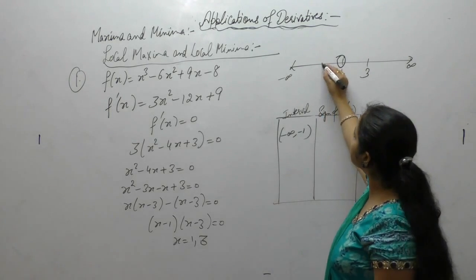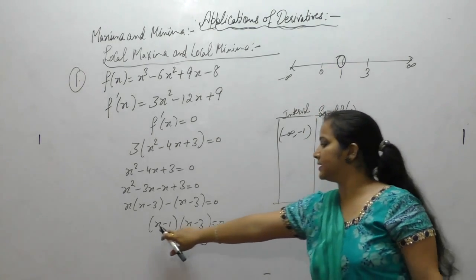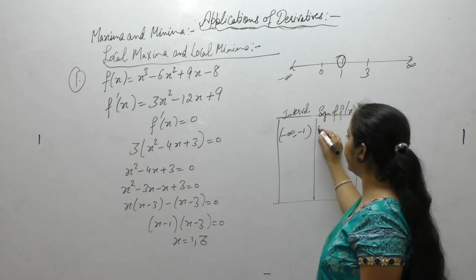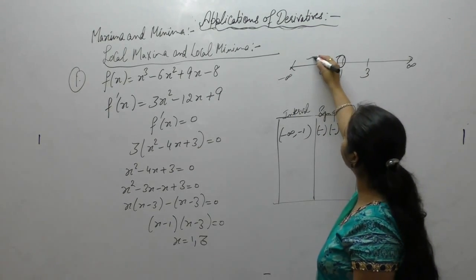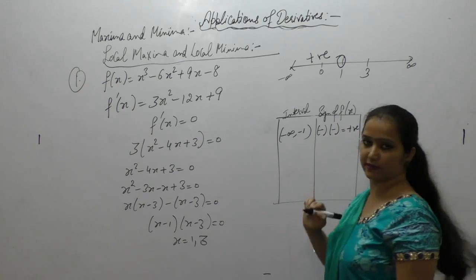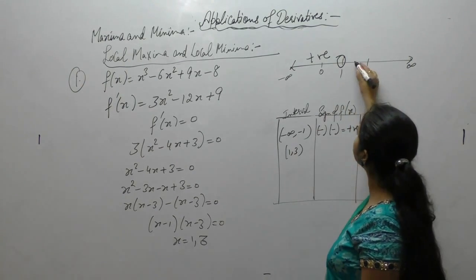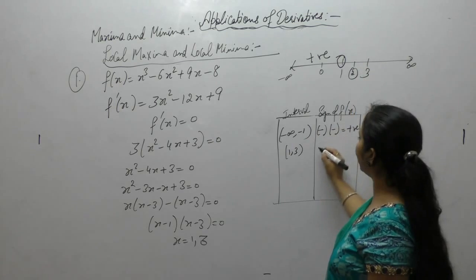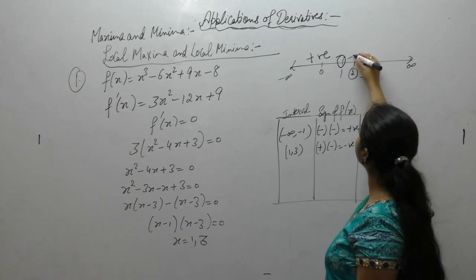Let the number be 0 here. Put the value of 0 in f dash x. 0 minus 1 negative, 0 minus 3 negative. So the sign of f dash x is positive. Now between 1 to 3, let the number be 2. 2 minus 1 positive, 2 minus 3 negative. Clear?